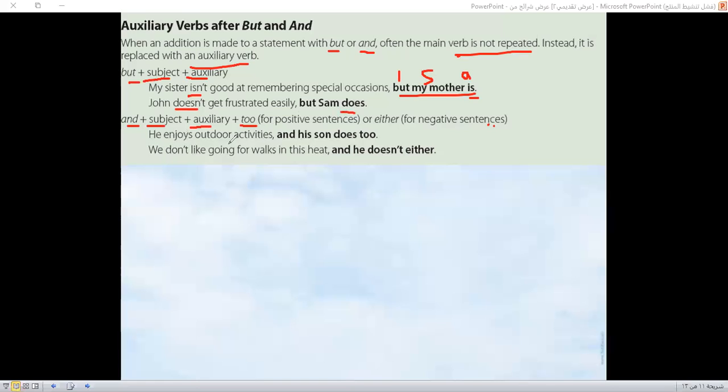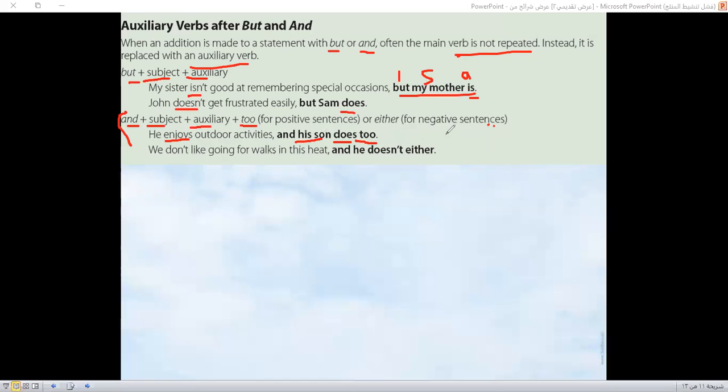Okay, when I say he enjoys outdoor activities and his son does too. So instead of saying and his son enjoys outdoor activities, I can say and his son does too. Enjoys, if you notice, it's a verb in the present simple. And instead of that, I want to use an auxiliary verb. I have and, I have the subject, and I have the auxiliary. Because it's a positive sentence, I'm going to use too. This is the case only with and. Pay attention to that.